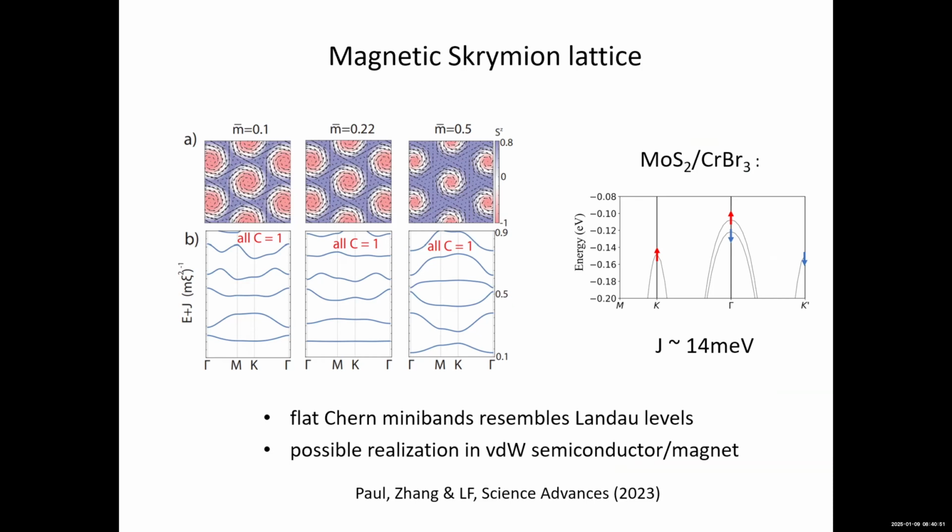And we find that, interestingly, these bands, due to the presence of the skyrmion lattice, not only carry the Chern number as you expect for Landau levels, but also can be extremely flat. So in this case, the flat Chern bands can behave very similarly to a Landau level, and this may give rise to even fractional quantum Hall effect based on the skyrmion idea. We hope experimentalists will still be interested in this platform.